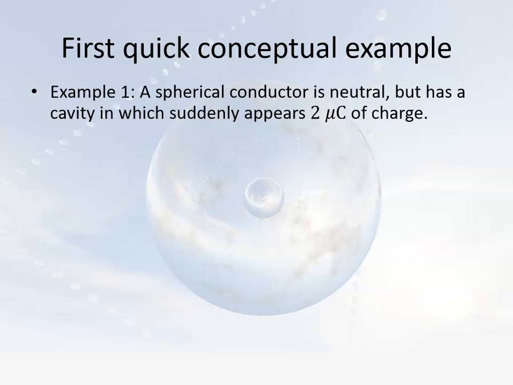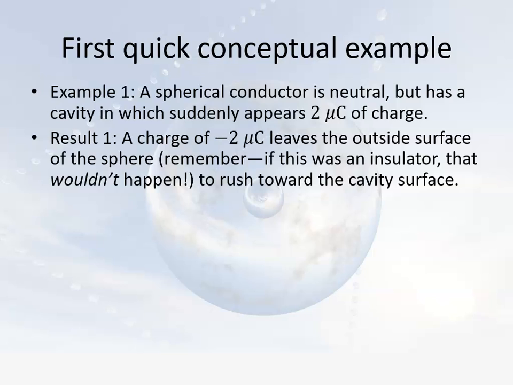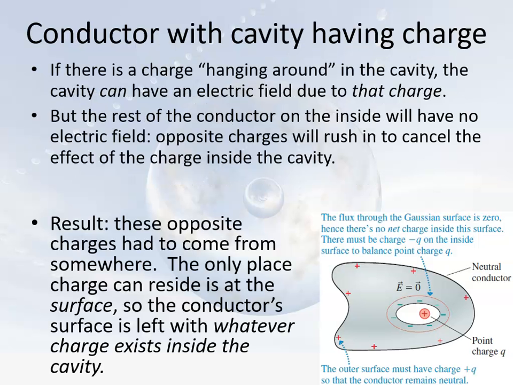So let's say you have a spherical conductor that is neutral, but you have a cavity in which suddenly appears 2 microcoulombs of charge. Well, that means that a charge of negative 2 microcoulombs is going to leave the surface of that sphere, such that if you make any sort of Gaussian surface around that cavity, you know that the electric field in your conducting medium is zero, because the electric field in any conducting medium is always zero. So imagine a Gaussian surface around.